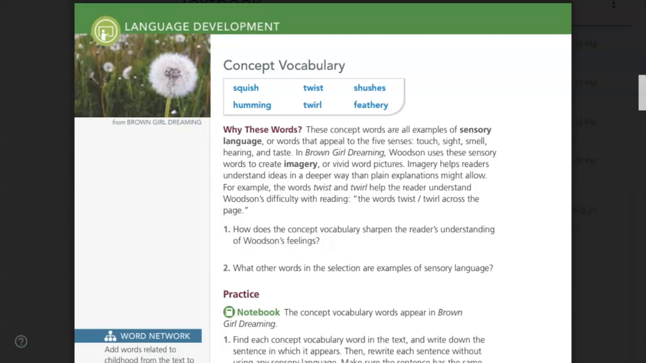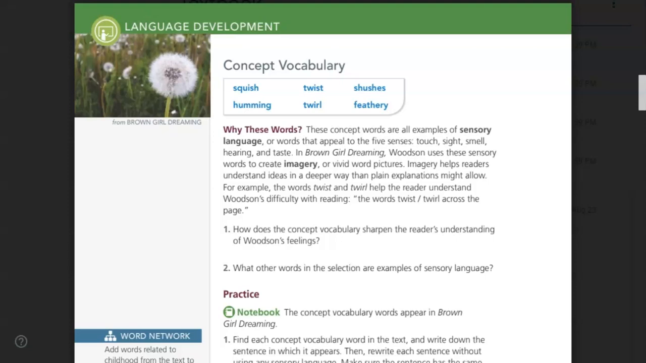So we have the following words: squish, twist, shushes, humming, twirl, feathery. Okay? So these are all sensory language, or words that appeal to the five senses: touch, sight, smell, sound or hearing, and taste. So remember we did some writing with the senses, I think last week. Okay.